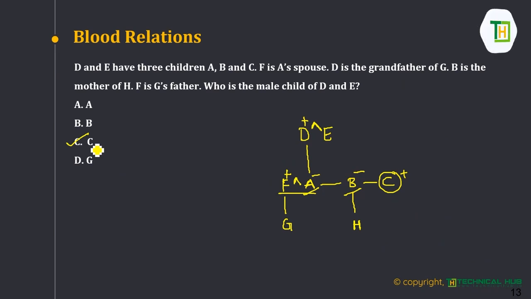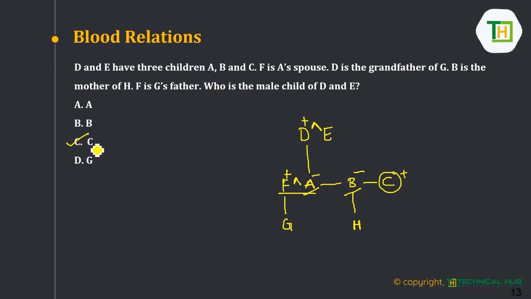A is married to F, and H's mother is B. That means B is a female person. And they clearly said that F is the father of G. That means F is a male person. Since F and A are married to each other and F is a male person, A should be female.